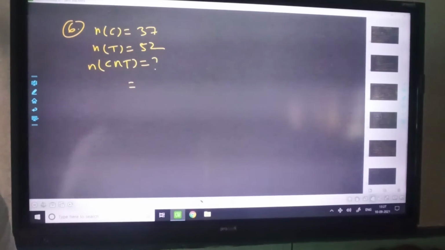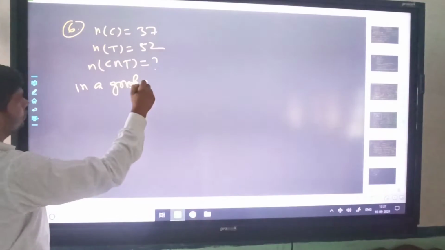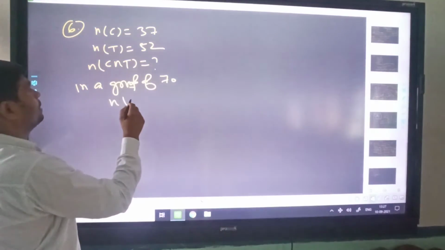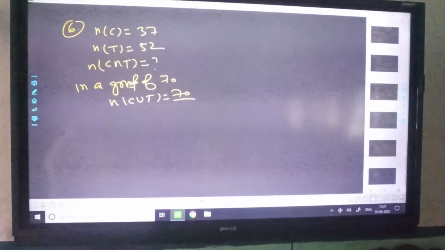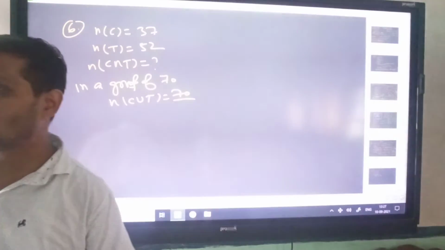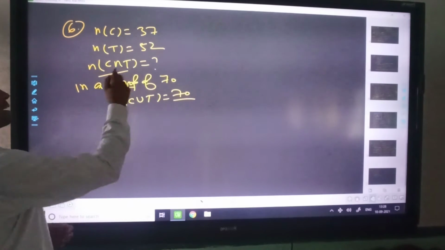Now you will be confused. In a group of 70 people. So now obviously I think it will be according to you. It will be like this. Anupam, am I correct? So this was with the answer. The question is completed. What you have to find out is C intersection T. Yes, you have to find out C intersection T.